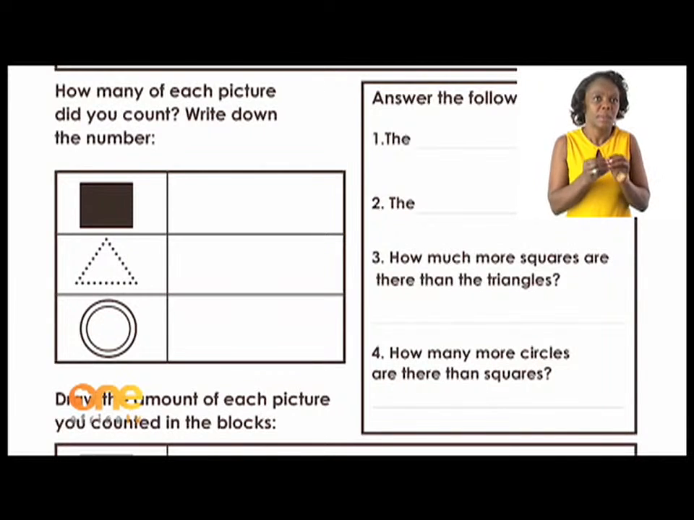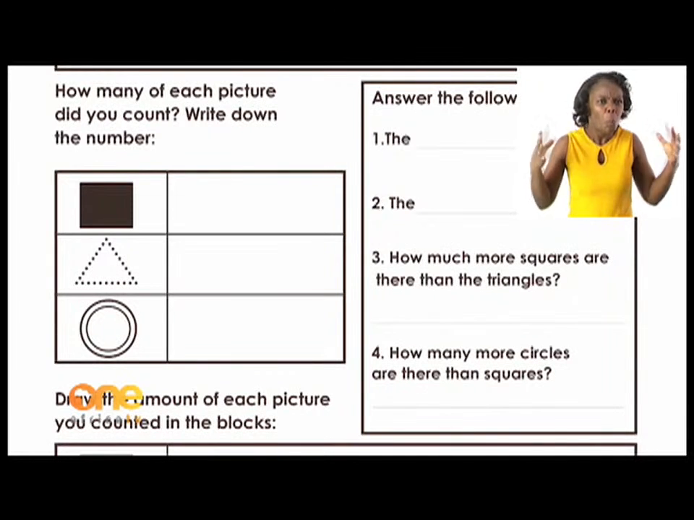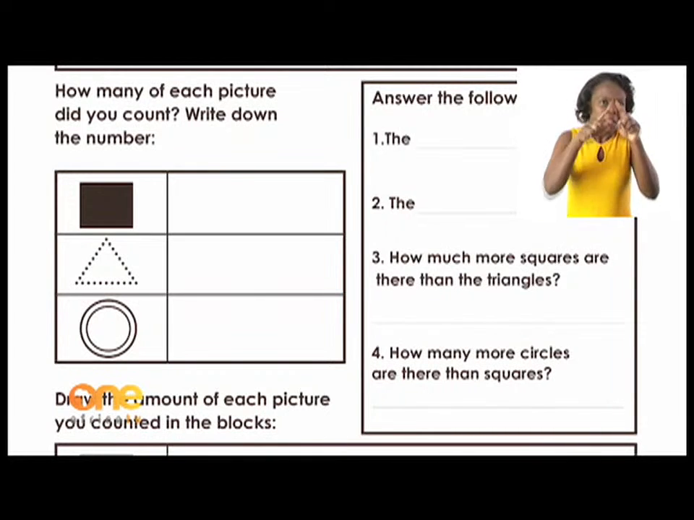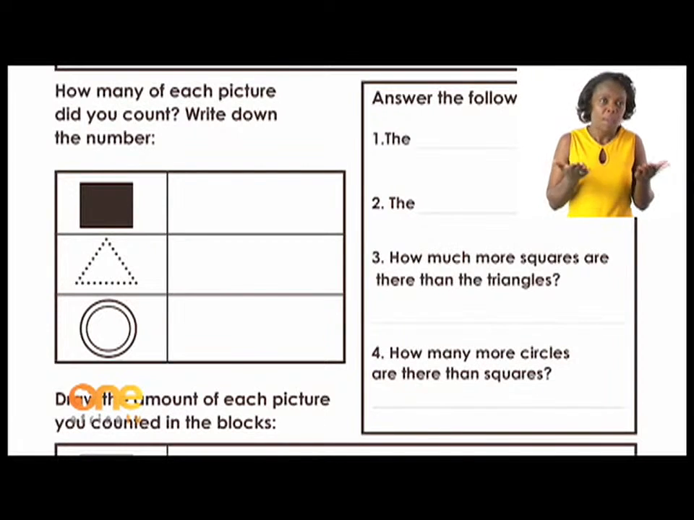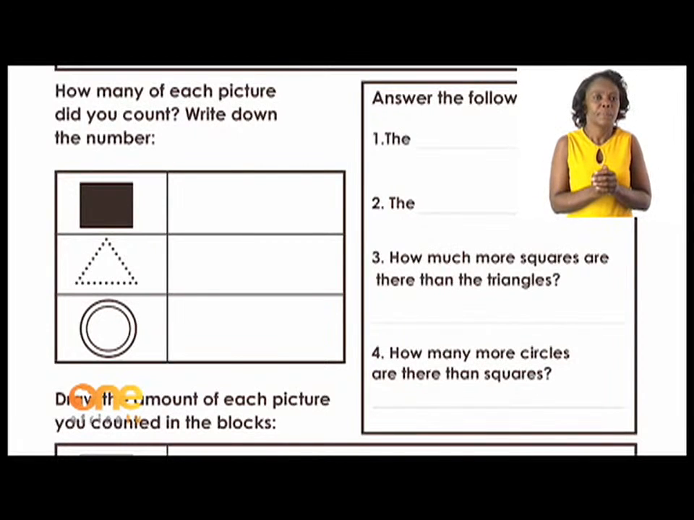And number 4, how many more circles are there than the squares? You also compare the number of circles with the number of squares which are there. So find out for me. Think a bit. Scratch your head and find for me the answers there.